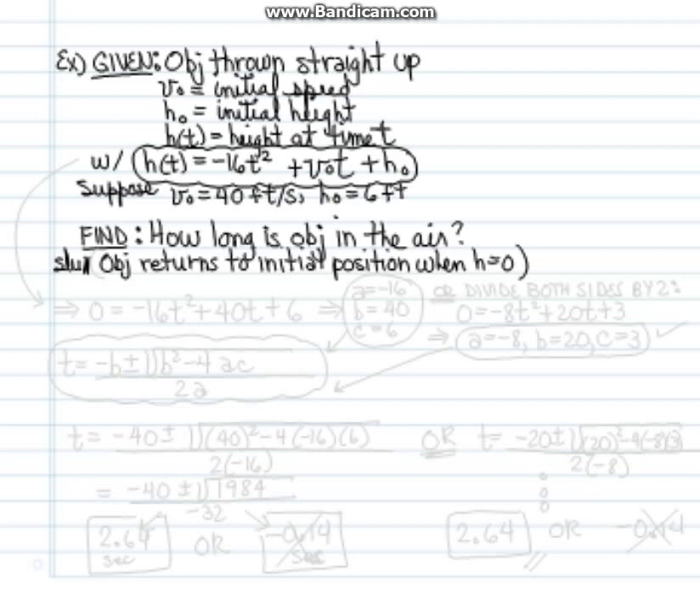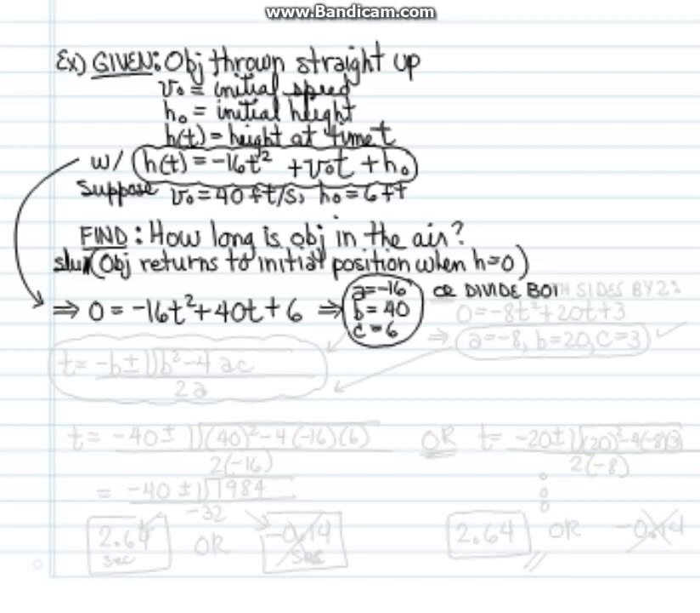All right, so we do that by replacing h of t in the equation with 0. So 0 is equal to negative 16t squared plus 40t plus 6. Well, this is a second-degree equation. All we have to do is determine what a, b, and c are and put them into the quadratic formula. A is negative 16, b is 40, and c is equal to 6. Plug those values into the formula: t equals negative b plus or minus the square root of b squared minus 4ac, over 2a.